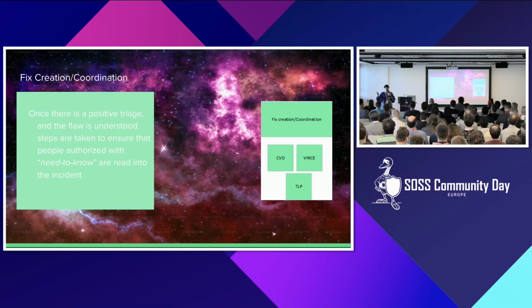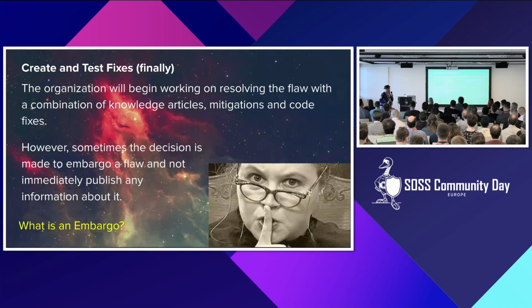All right, so we've done all that awesome stuff. We know there's a problem. We understand where it is and how bad it is. Now we need to start to coordinate. We need to start developing patches and fixes. This is where things like coordinated vulnerability disclosure come in.